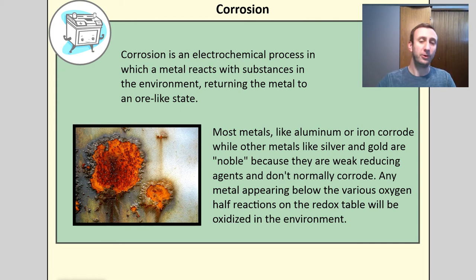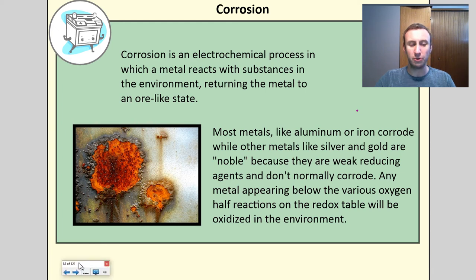So iron, although it's an incredibly useful metal, in widespread use and cheap, has that quality of corrosion that makes it very weak because it peels off in layers. Most metals like aluminum or iron corrode, while other metals like silver and gold are noble because they are weak reducing agents and don't normally corrode. Any metal appearing below the various oxygen half reactions on the redox table will be oxidized in the environment.